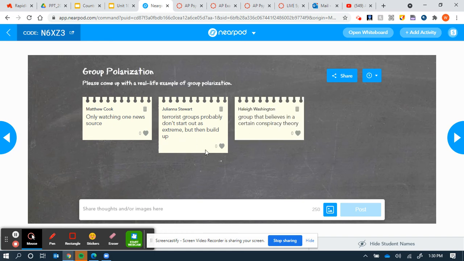Terrorist groups probably don't start off as extreme. Exactly, I actually have that written down. Terrorists don't become terrorists overnight. Terrorist groups build up. They're like-minded, they get together, and then they slowly escalate. Groups that believe in a certain conspiracy theory, yeah. Flat earthers are more intense about it when they go to the Flat Earth Conference, which is a real thing.